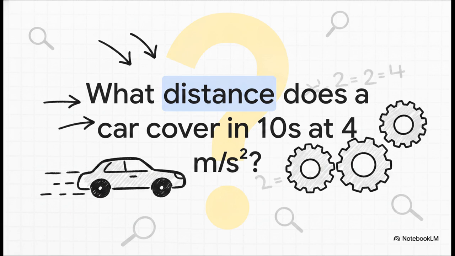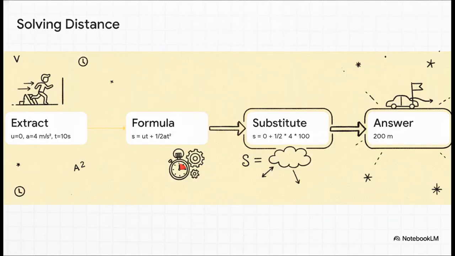It asks, a racing car has a uniform acceleration of 4 meters per second squared. What distance will it cover in 10 seconds after start? The secret clue in the question was the phrase, after start. This immediately tells an expert student that the initial velocity, u, is absolute 0. We're given acceleration a is 4 and time t is 10. We need distance s. We have time, so we select the second equation, s equals ut plus half at squared.